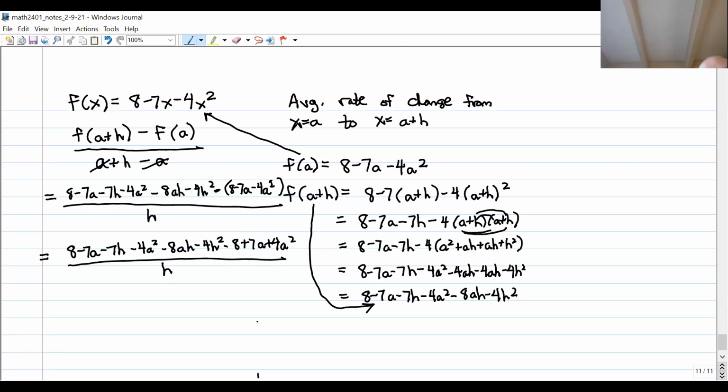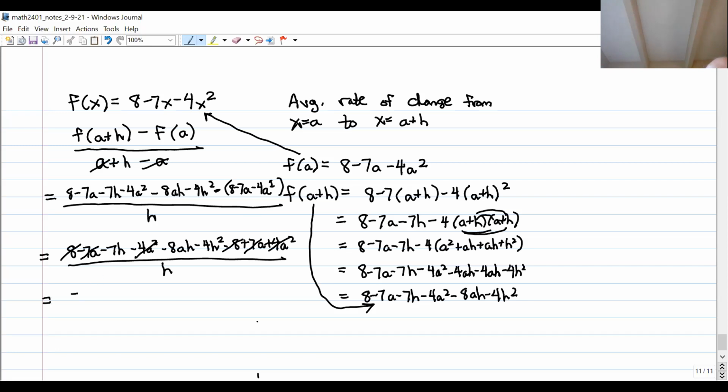So this is typically what's going to happen in a difference quotient. Notice that these two terms cancel each other, right? There's a minus 7a and there's a plus 7a, so those go away, and there's a plus 8 and here's a minus 8. So those cancel. So what am I left with?